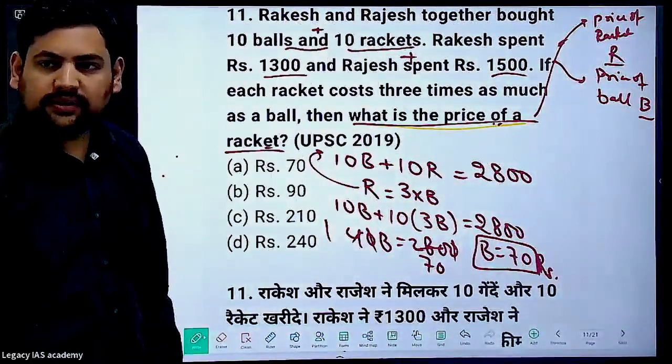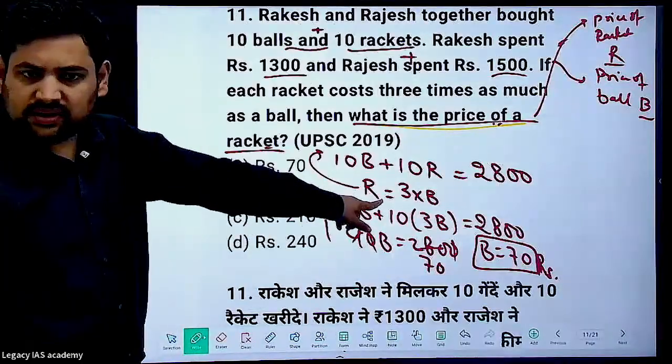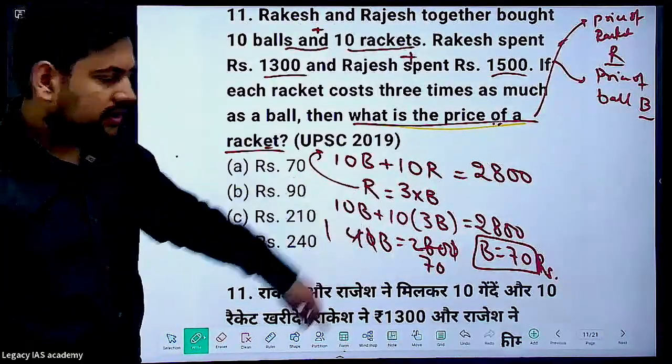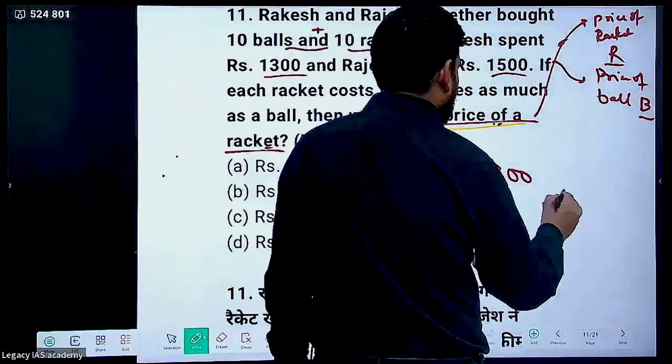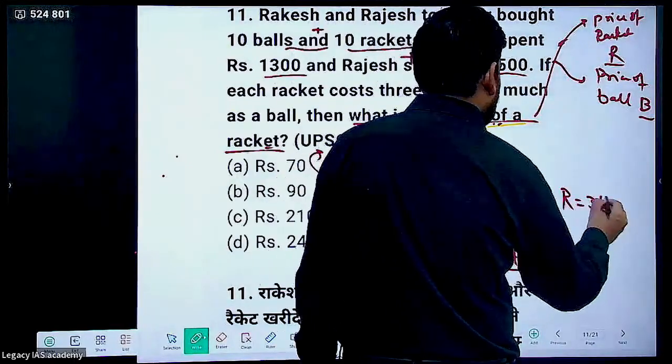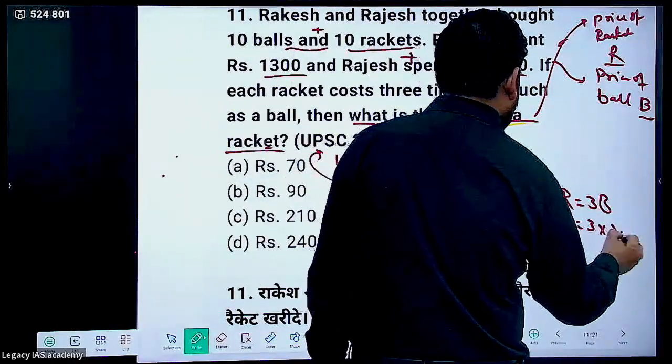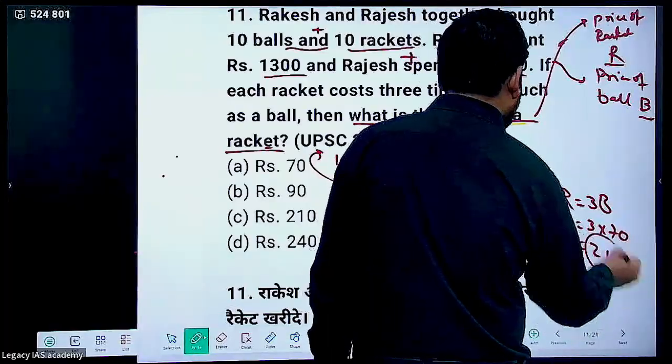Then the racket would be 3 times that of the ball. So that means racket is equal to 3 times ball. That will be 3 into 70. That is 216.